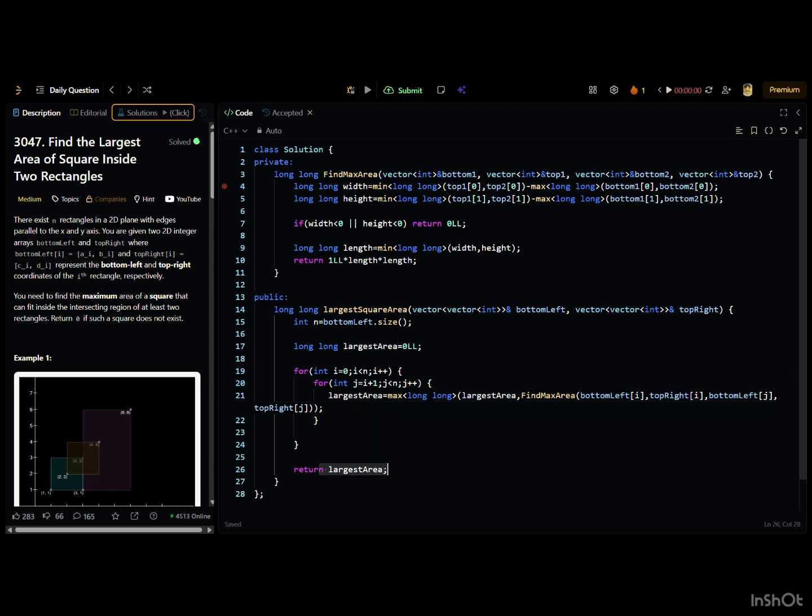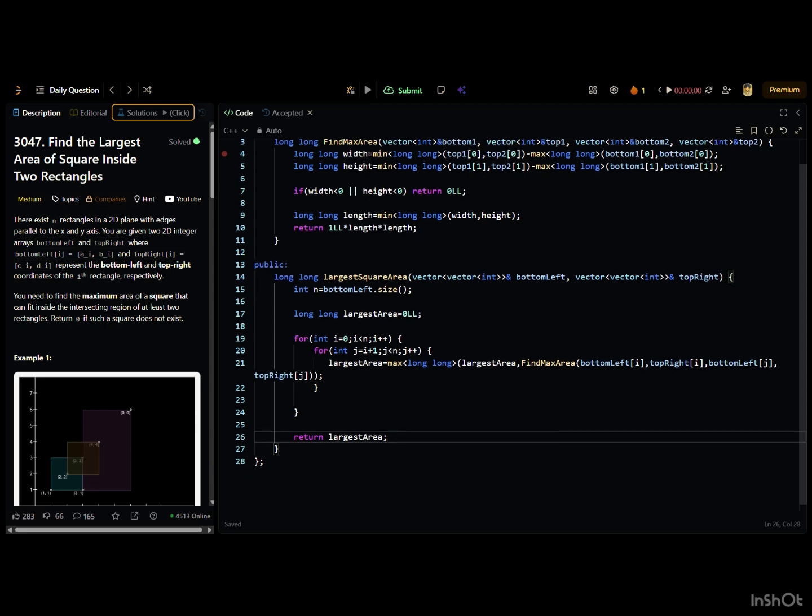So that's it. That was the solution. And the time complexity, as I told you, was big O of n square, and the space complexity is O of 1. And yeah, this was all about this problem.